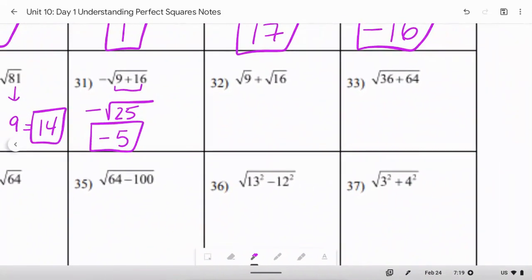For number 32, we're going to do them separately since they are separate. So the square root of 9 is 3. The square root of 16 is 4. And then when I add those two answers together, I get 7.